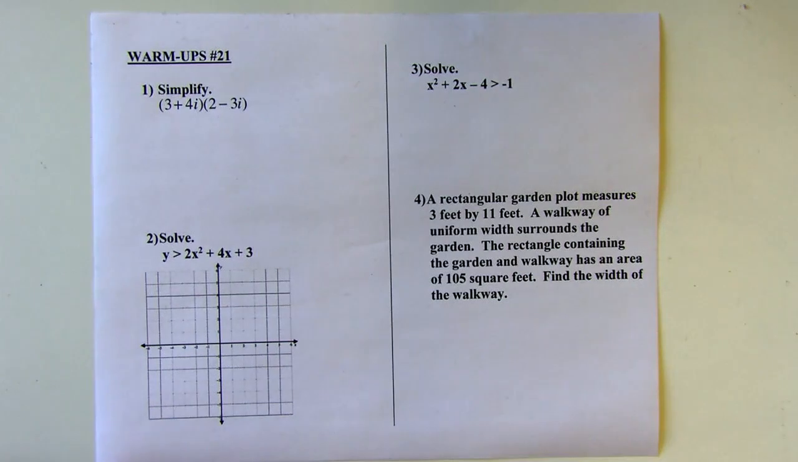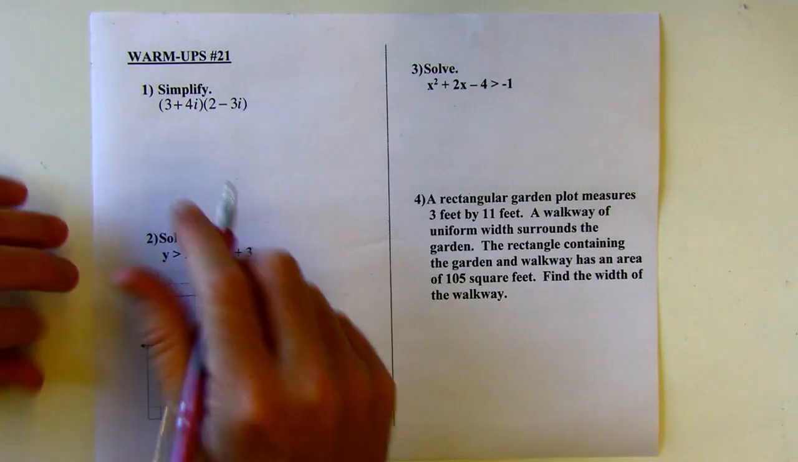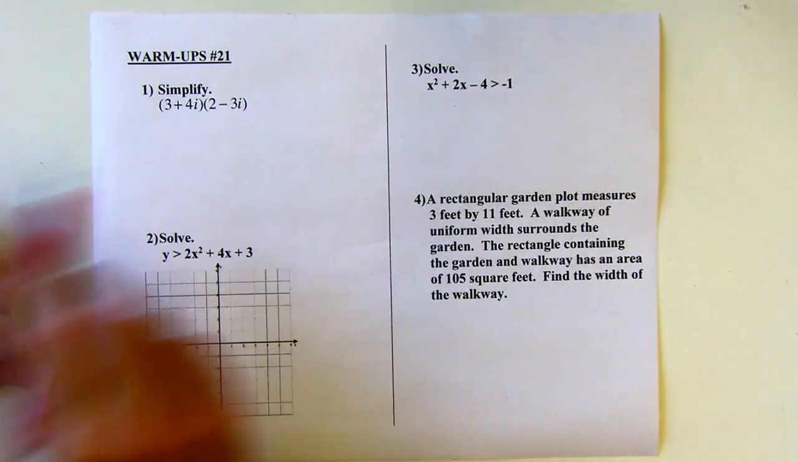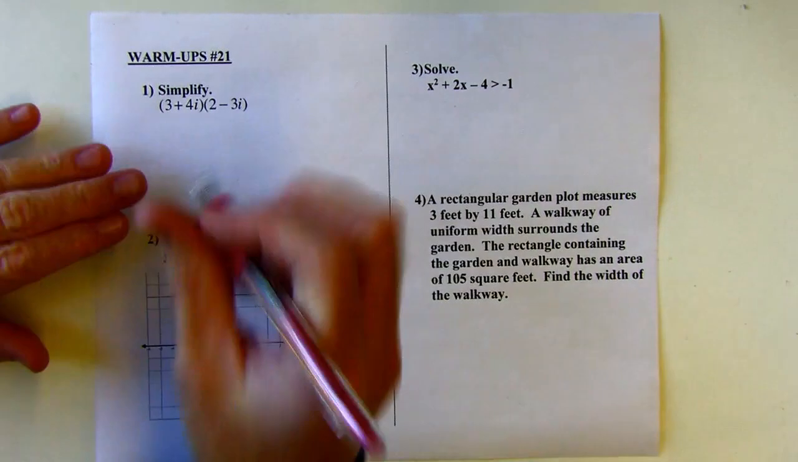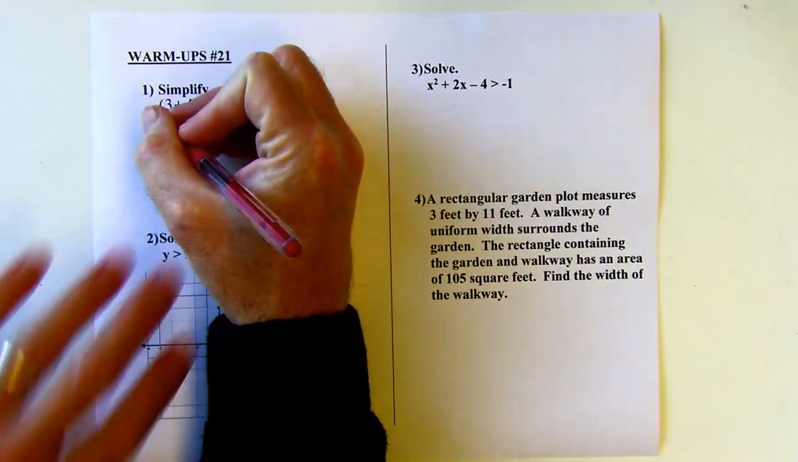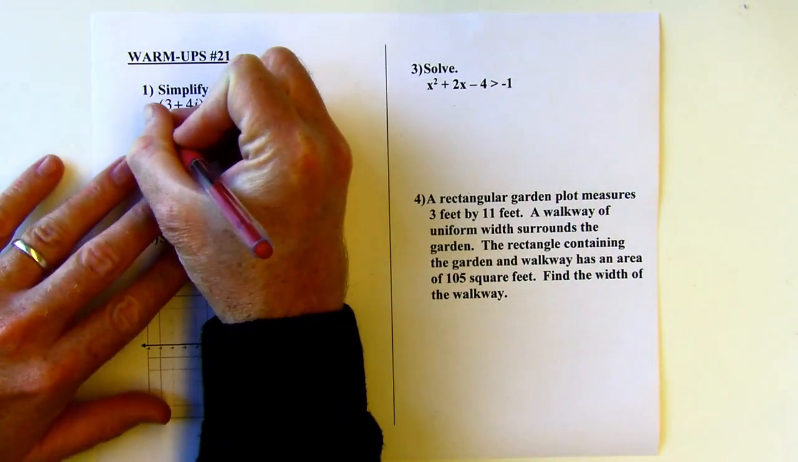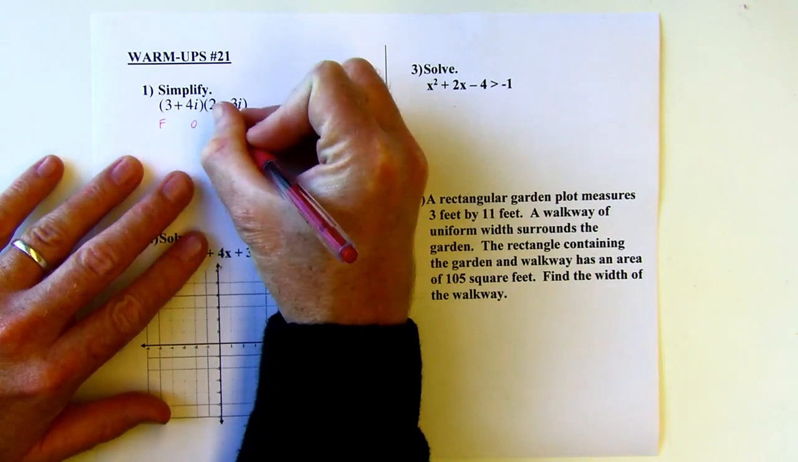Okay, here's warm-up number 21. So I've got two binomials here that I'm going to multiply together. I'm going to FOIL them just like I would with any two binomials. So let's see. First, outer, inner, last.